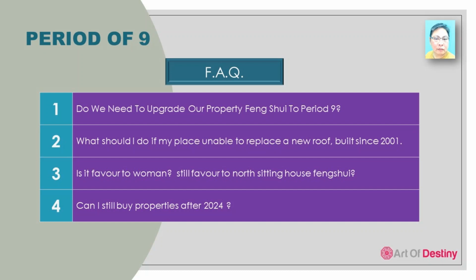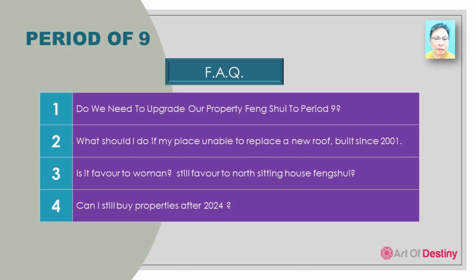Now, question number 2: what should I do if my place is unable to replace a new roof built since 2001? Okay, I understand where this person is coming from, because 2001 belongs to period 7. So probably he might be living in a condominium or apartment where he's not able to change the roof. My answer is very similar to what I've just mentioned in the first question. Not necessarily that you need to upgrade or change the roof to upgrade to period 9.